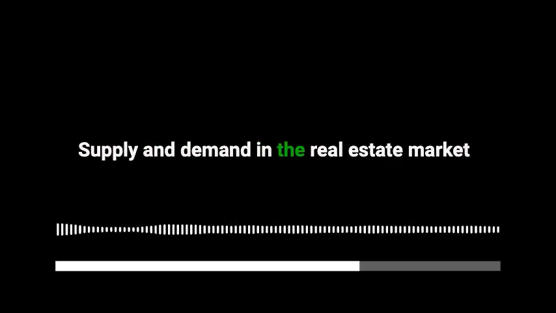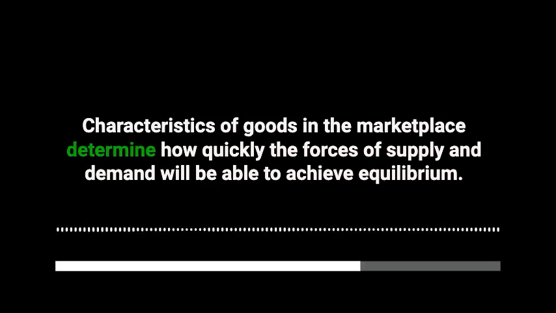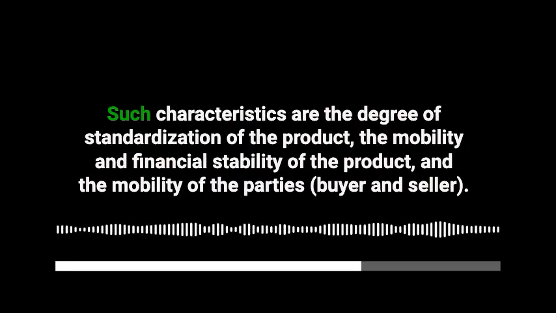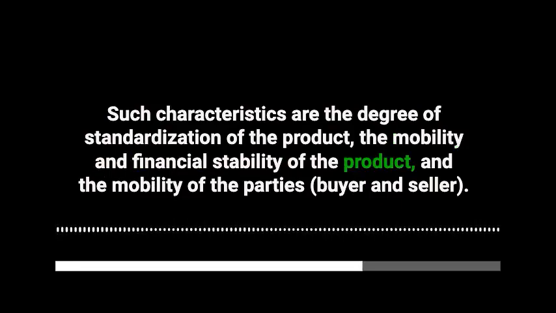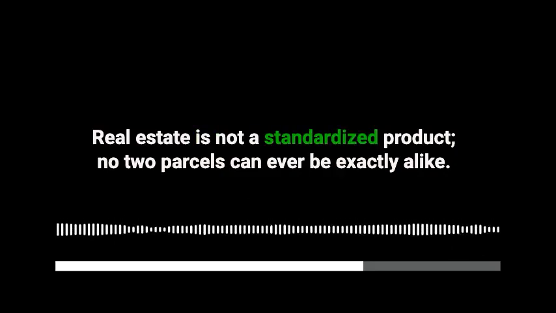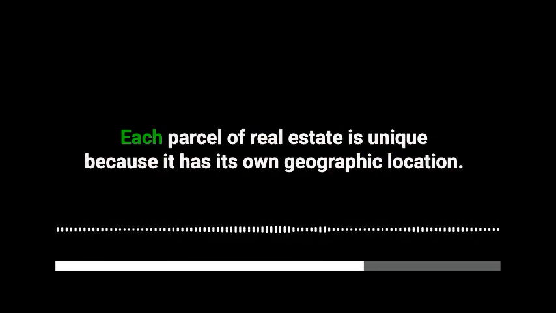Supply and demand in the real estate market. Characteristics of goods in the marketplace determine how quickly the forces of supply and demand will be able to achieve equilibrium. Such characteristics are the degree of standardization of the product, the mobility and financial stability of the product, and the mobility of the parties. Real estate is not a standardized product. No 2 parcels can ever be exactly alike. Each parcel of real estate is unique because it has its own geographic location.